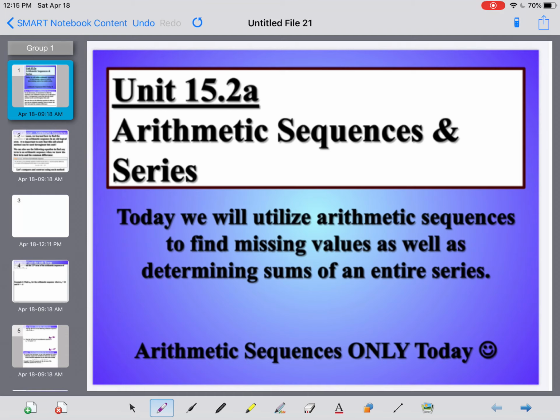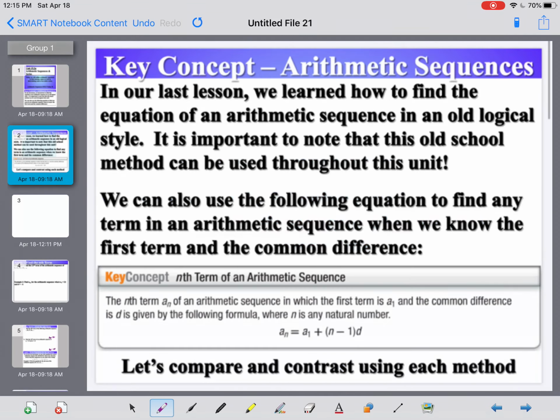15.2a arithmetic sequences. Okay, so we're moving away from the function notation of y equals mx plus b, and we're now going to be using a formula that involves the notation we talked about in 15.1, where we use the term numbers a sub 1, a sub 2. Okay, so this is our formula. So pause your video and write this down. And we're going to talk about what each of these notations mean.